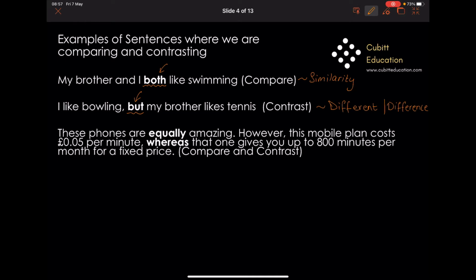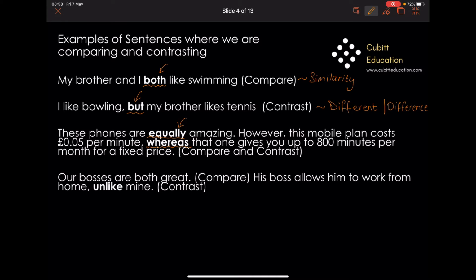Here's a really nice one where we've used both comparing and contrasting in one sentence. These phones are equally amazing. They're saying how they're both good. However, this mobile plan costs 5p per minute, whereas, so we're now about to change. We're going to say something different now because we've said the word whereas. That one gives you up to 800 minutes per month for a fixed price. So we've then contrasted. We've used the difference.